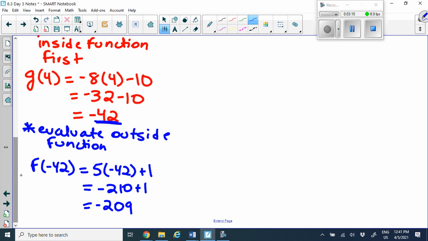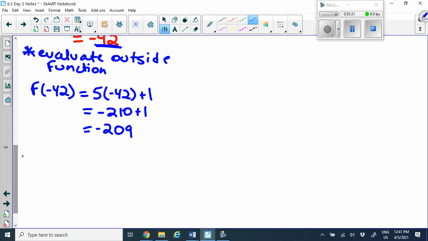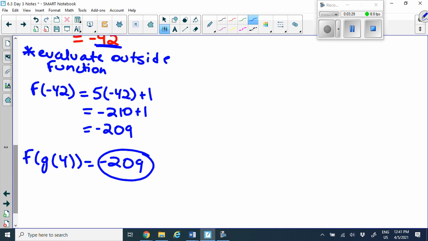So my final answer here is actually, in fact, f of g of 4 is actually negative 209. That's my answer. Okay, so once again, you're just going to get a singular answer, but you evaluate the inside function first. Once you get that number, plug it into the outside function to get your final solution.